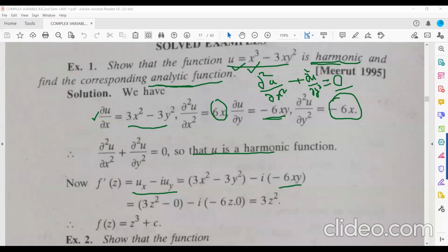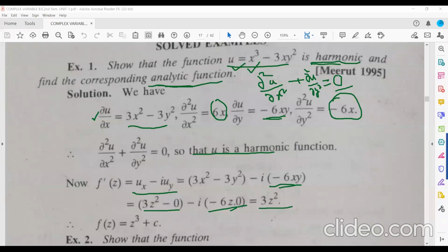So this is phi 1 (z, 0). In place of x, just put z. So 3z square, and y is 0, so 3z square minus 0. And here in this part, 6xy, x is z, y is 0, so 0. So ultimately you are getting 3z square. So f'(z) equals 3z square. So f(z) equals z cube plus c. Simple.